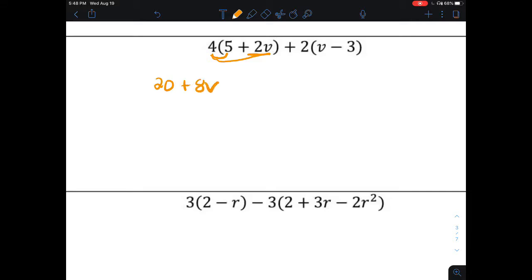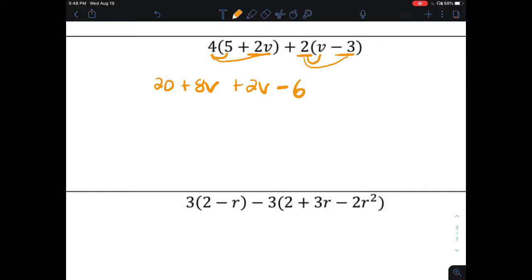And then I'm going to come over and do the same thing in the second parenthesis. So I need to take that 2. 2 times v makes 2v. Now it's positive, so I'm going to do plus. So plus 2v. And then I'm going to take that 2 and multiply it to the 3. I got to pay attention to that sign that's in front of it. So 2 times negative 3 gives me negative 6.